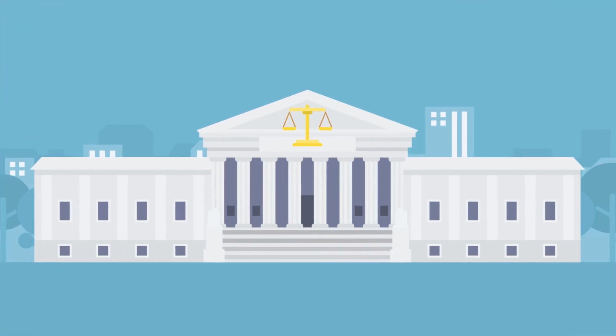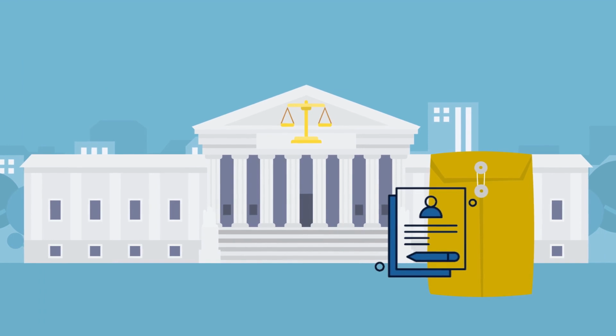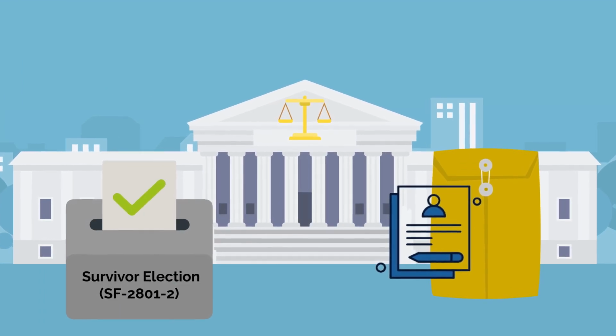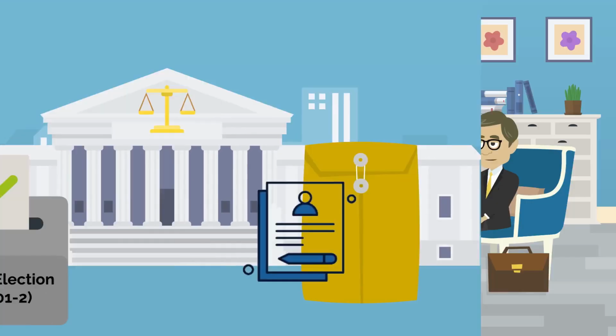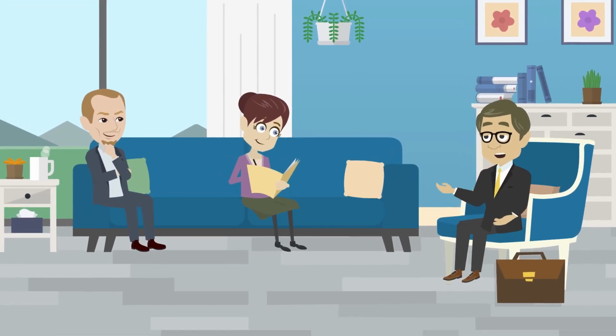By law, you must attach the form Spouse Consent to Survivor Election, SF 2801-2, to your CSRS application. The form must be signed by your spouse in the presence of a notary.